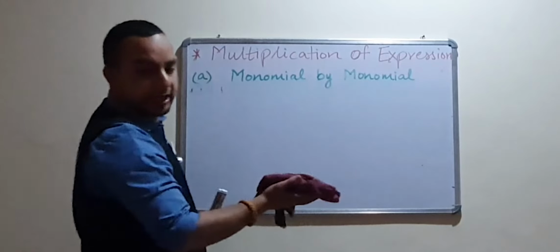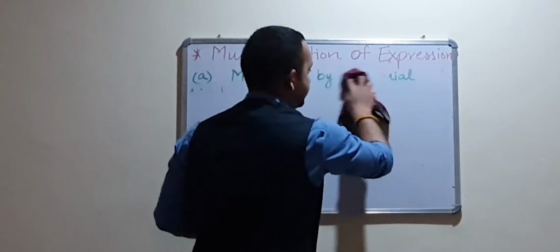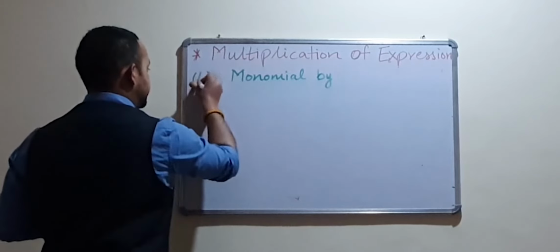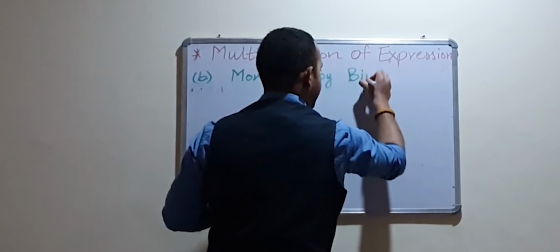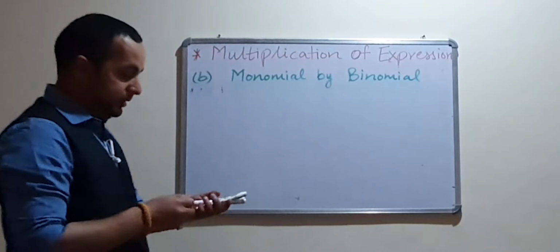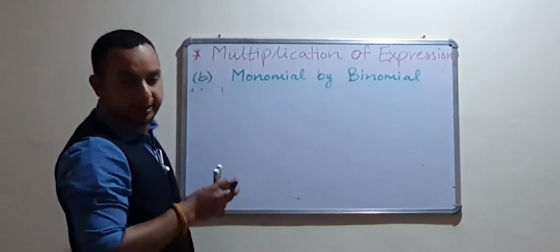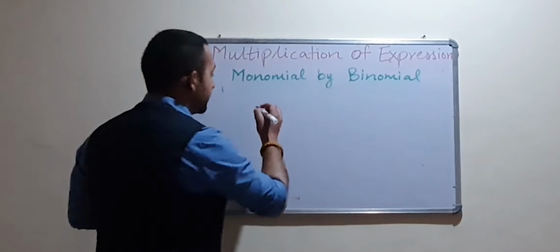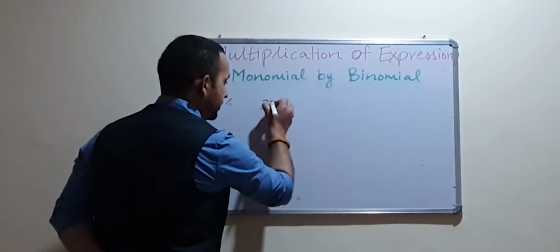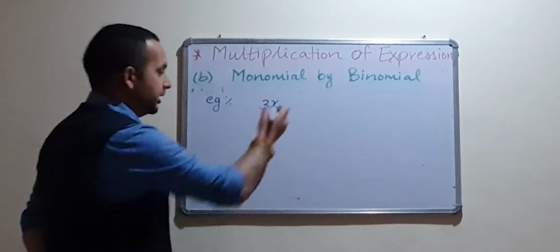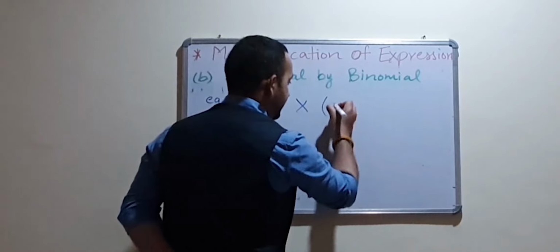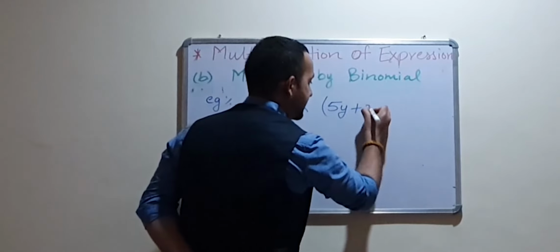Okay, now our next topic is multiplication of monomial by binomial. Binomial means two terms, monomial means one term. Now we are going to multiply the monomial by binomial. So let's take an example. First, we take a monomial: 3x. 3x is a monomial. Multiply by a binomial example, that is 5y plus 3.